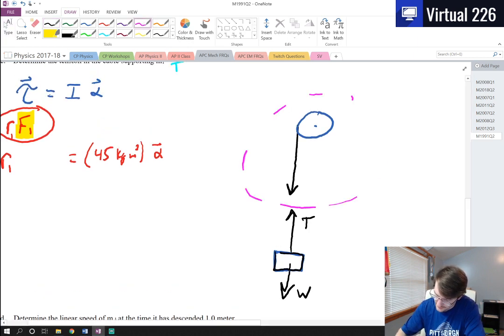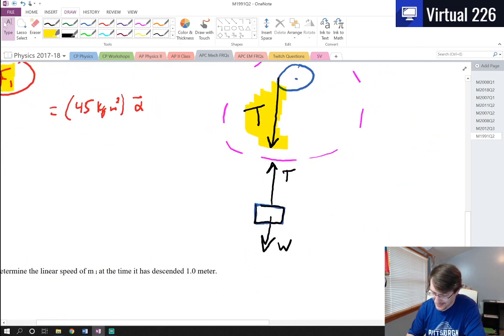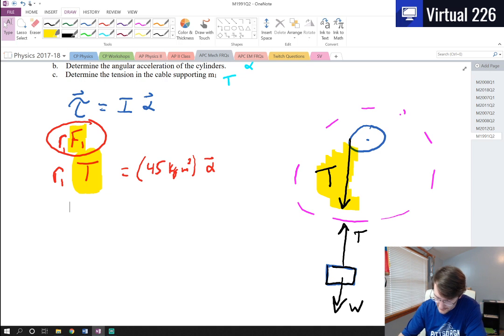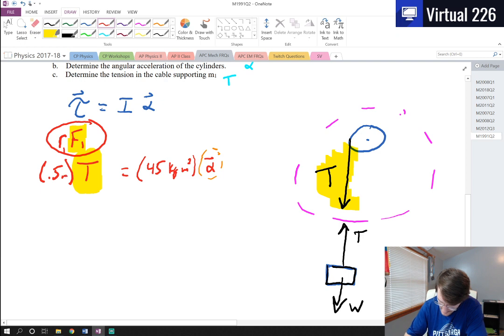When I look at just my wheel though, this is the tension. I don't know what that tension is. That tension is not equal to the weight in this problem. So I cannot just say that that force is equal to mg. I just have to call this R1 times the tension on that block. I don't know what it is. So this is where we're at right now. I would like to solve for this alpha, but I can't. I know R1 is 0.5 meters, but because I have two unknowns here, the tension and the alpha, this problem is not solvable.